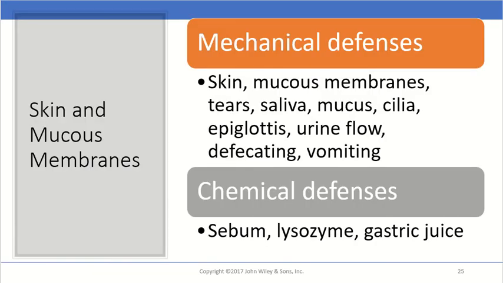So the skin and the mucous membranes are going to have two main types of defense. We've got our chemical and our mechanical defenses. So for the skin and the mucous membranes, our mechanical defenses are going to be physical barriers. There's going to be things like skin, the mucous membrane, as well as anything that's going to clear stuff out. Things like tears, saliva, mucus, as well as the cilia, the epiglottis, the flow of urine, as well as defecating and vomiting. And then chemical defenses are going to be things like sebum, lysozymes, and the gastric juices that are going to help to kill or repel anything that might be making it in there.